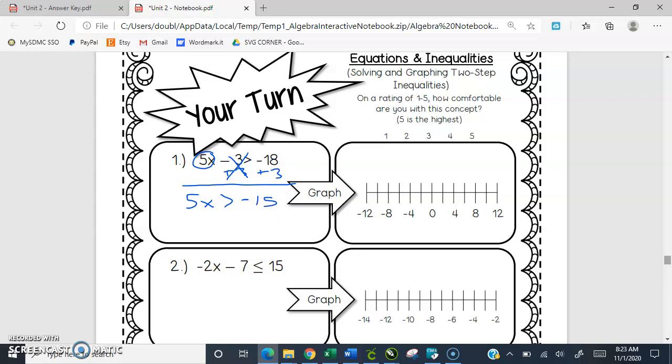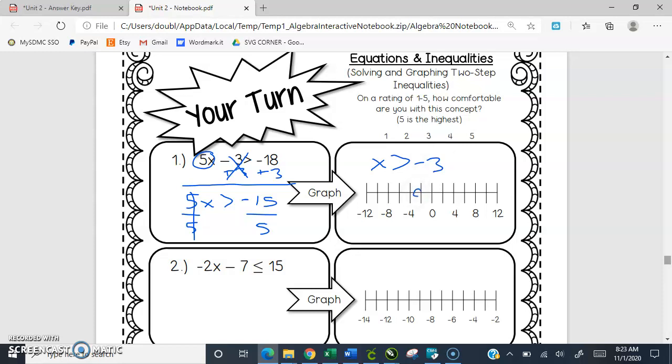Okay, now we have to get x by itself, so 5 and x are multiplying. The inverse of multiplying is division. So we want to divide both sides by 5. These cancel out. So now I have x, and since I'm not dividing by a negative number, my sign stays the same. Negative 15 divided by 5 is a negative 3. So x is greater than negative 3.